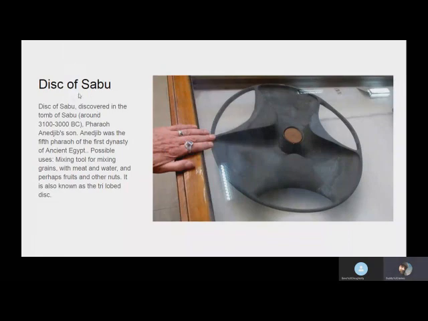So now I want to get into the disk of Sabu. Disk of Sabu, discovered in the tomb of Sabu around 3100 to 3000 BC. I don't think that's when it was discovered, but Pharaoh Enedjib's son, I botched that. Enedjib was the 5th pharaoh of the first dynasty of ancient Egypt. Possible uses: a mixing tool for mixing grains with meat and water and perhaps fruit and other nuts. It is also known as the tri-lobed disc.